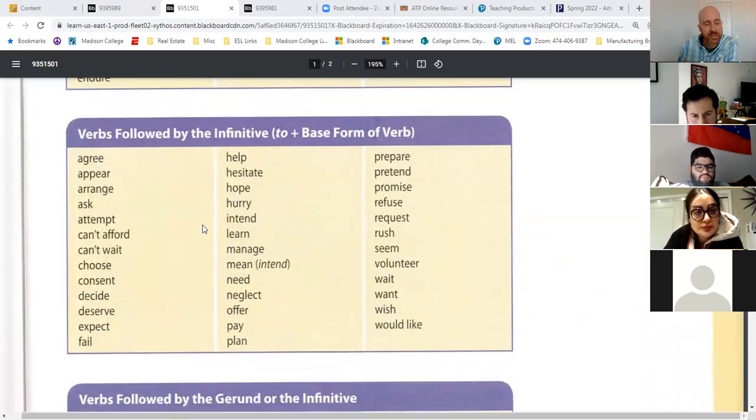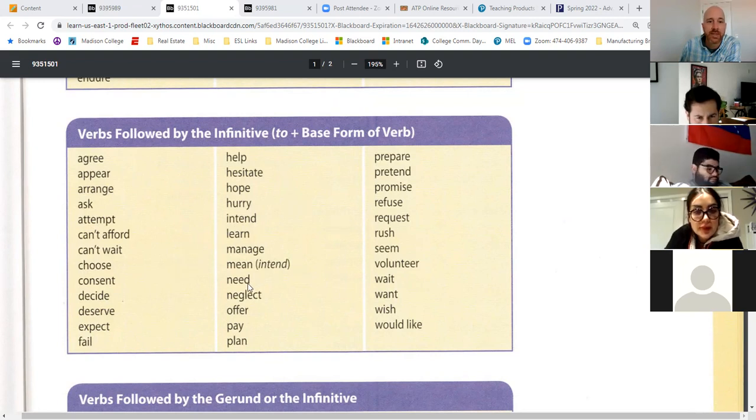Some verbs are followed by infinitive. And here you see those common verbs such as want to go, want to study, want to travel. Not on this list, love and like.